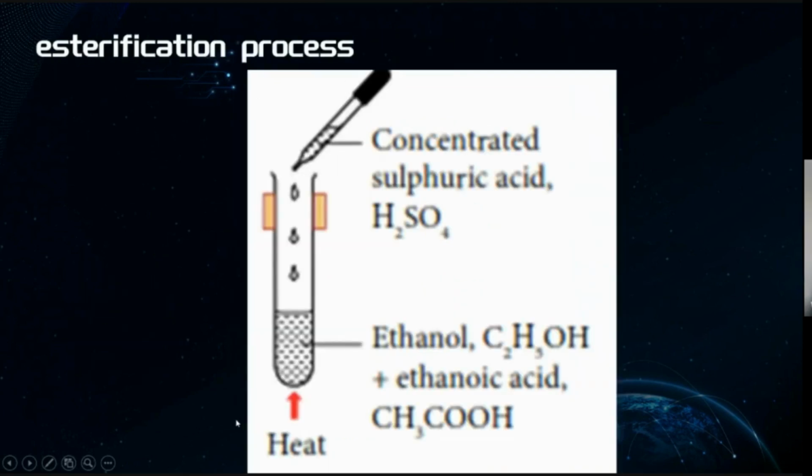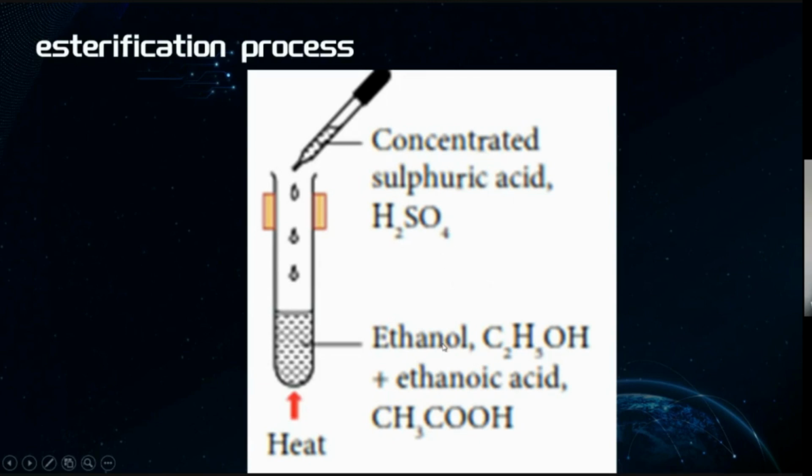Next is the esterification. Esterification, very simple one. If it comes out in the exam essay question, what is the ester you want to produce? You have to determine first. Let's say here, ethanol with ethanoic acid. Ethanol becomes an alkyl, ethyl. Ethanoic acid becomes ethanoate. So here we get ethyl ethanoate ester.